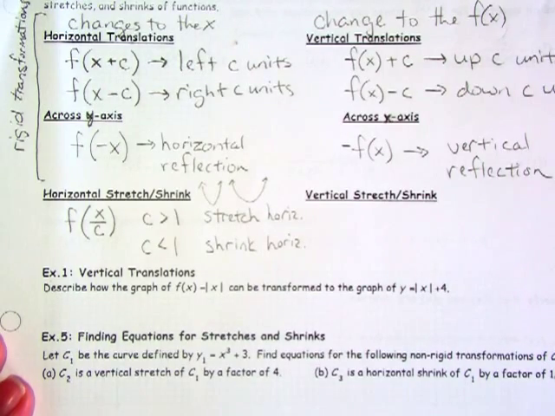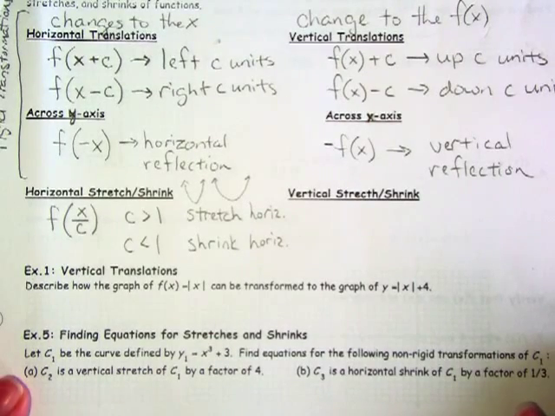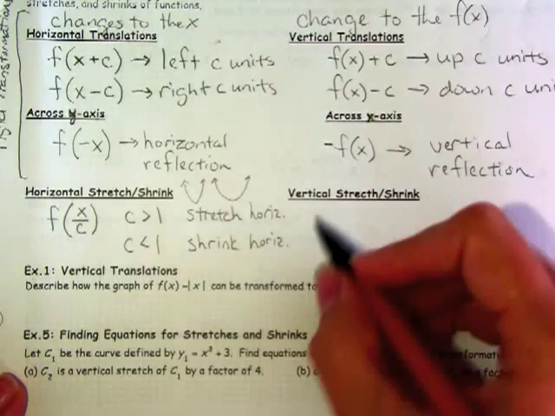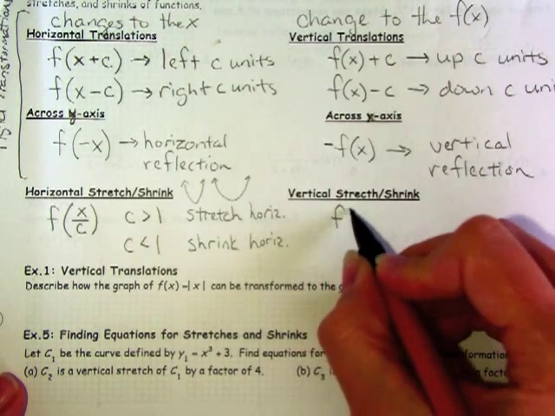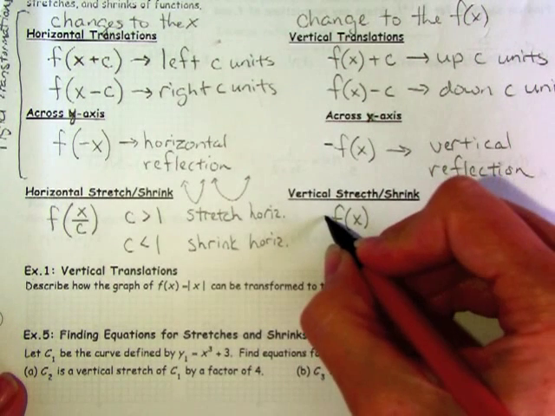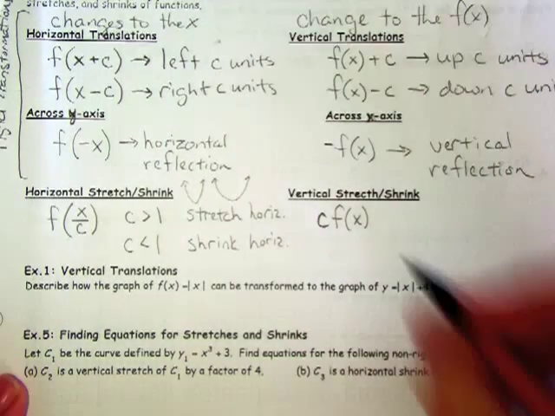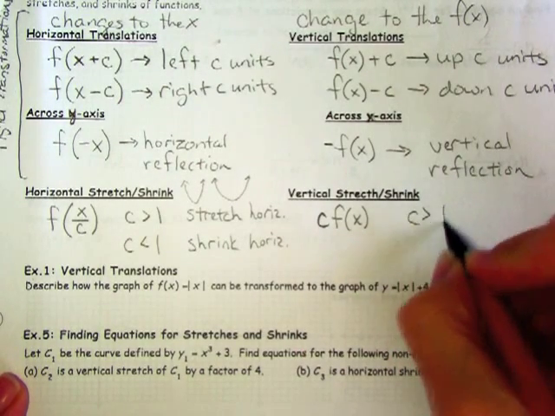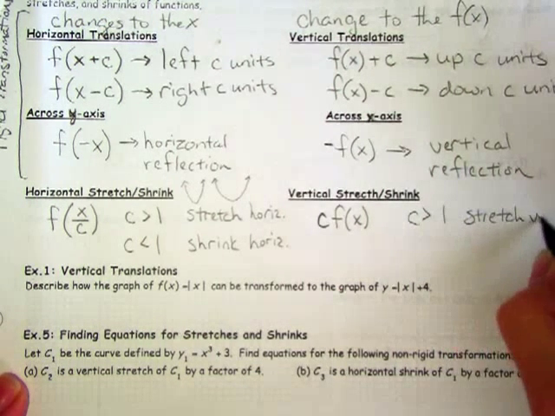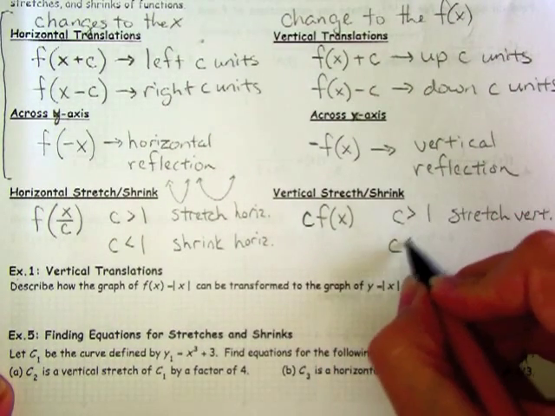Okay, vertical. My guess is hopefully at this point you can make a little bit of a prediction here. If I want to stretch or shrink vertically, again, it's going to be a matter of working with the whole function since I'm vertical. This time, though, we do it as a multiplication: c times f of x. If c is greater than 1, we stretch it vertically. And if c is less than 1, we shrink it vertically.